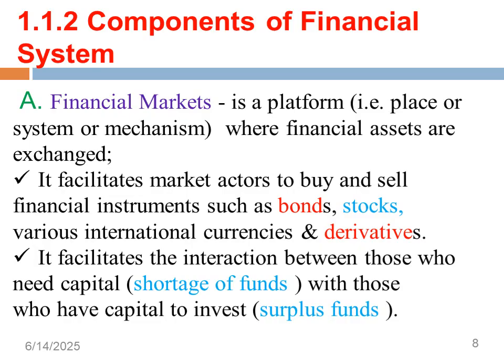Financial markets facilitate the market actors or agents of the market, that is demand and supply, to buy and sell financial instruments such as bonds, stocks, various international currencies such as, for example, dollars, euros, and the like. And also there are derivatives, which are kinds of financial assets that we will see in the future.